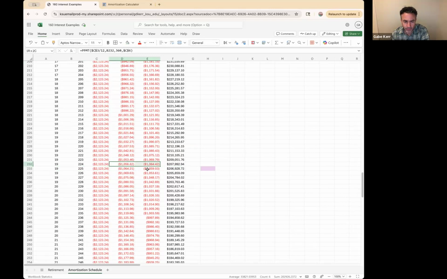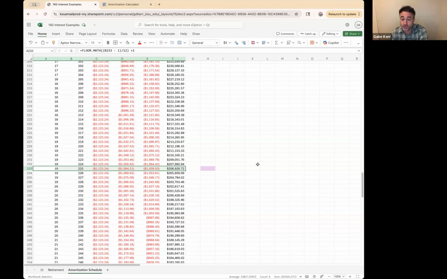You'll see that the amount of interest you're paying is over in the E column. The amount of principal you're paying is over in the D column. All of a sudden, you're paying more in your monthly mortgage payment in principal than you're paying in interest. But it takes you 19 years to get to that point where your mortgage payment is going more to yourself, in other words, to paying down your debt, than it's going to giving money to the bank in the form of interest.